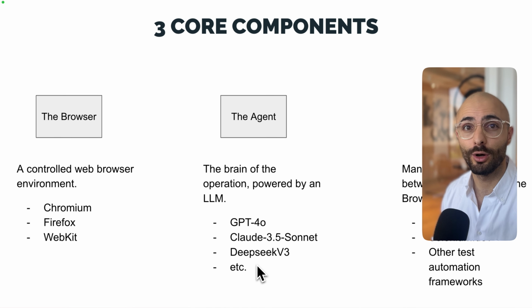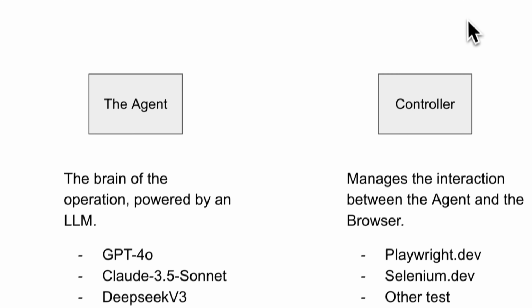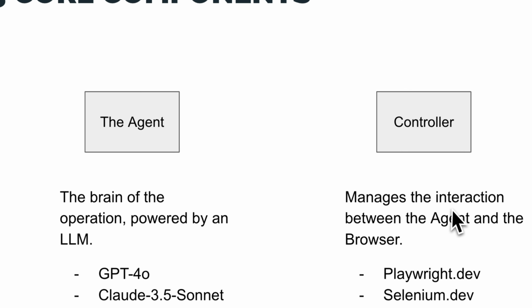Ideally, you want to use the smarter models because computer use is quite a challenging task. So you want the smarter models to be smart enough to know what to click and how to interact with the browser. Then we have the controller, and this manages the interaction between the agent and the browser.